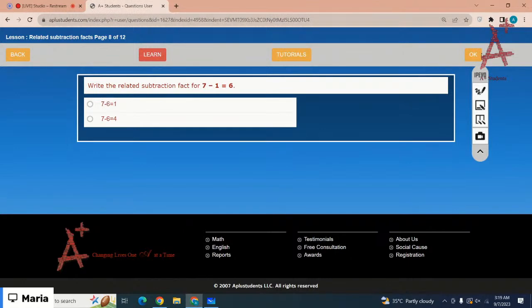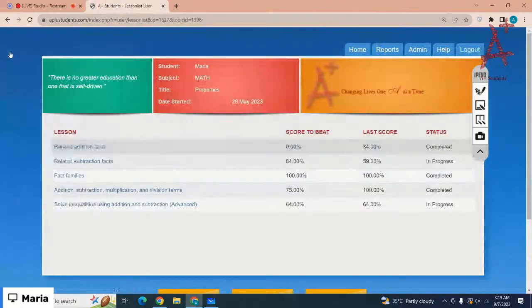Okay, you can complete the lesson by yourself later today. Let me just move on to the next lesson. And the next lesson is fact families. So let's just start with the fact families.